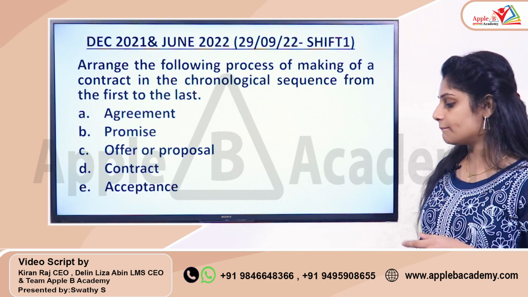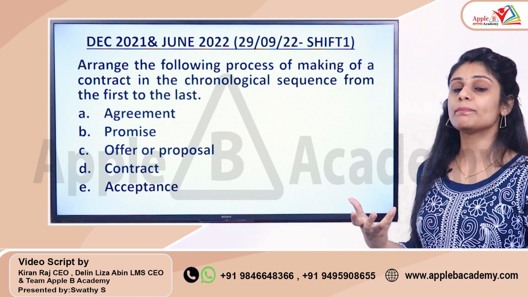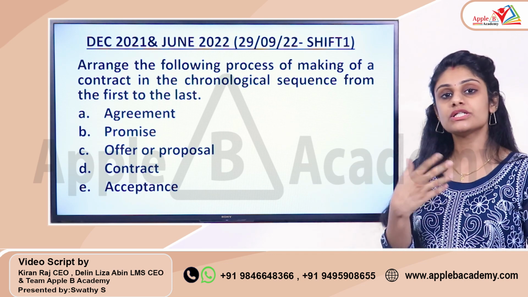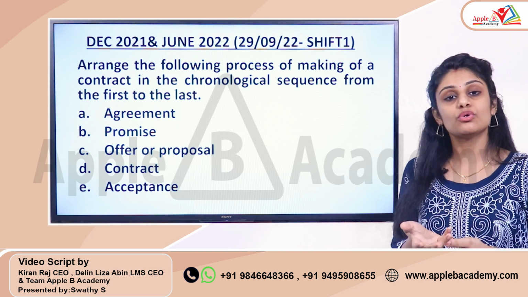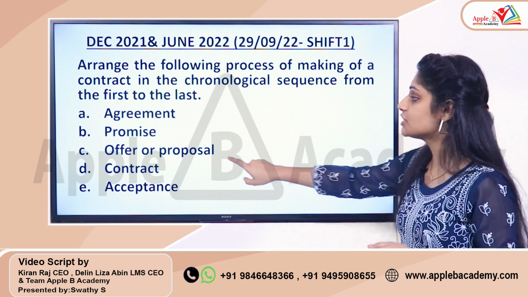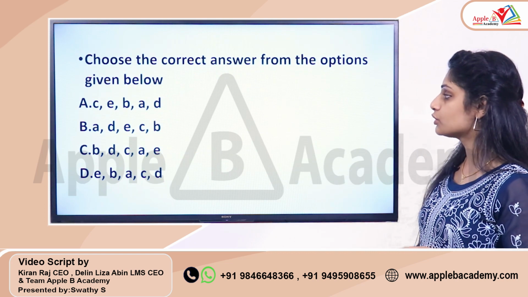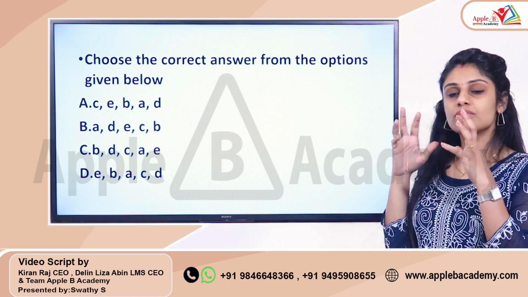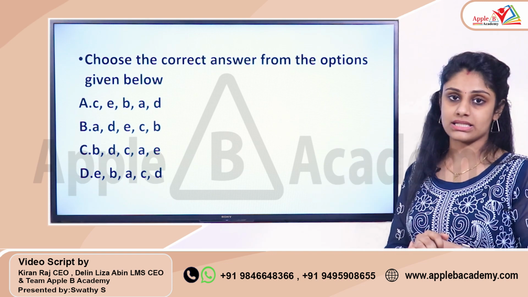Okay, so now we will come back to our question. In this question you can see that you need to arrange how a particular contract is formed from the first to the last step. We know that firstly it should start with offer. When we discussed the previous example, I am offering you a phone. So it should start with an offer and somebody should accept it. So firstly it should start with offer or proposal. So we know that it should start with option C. When you go through the different options, you can see that there is only one option which starts with C. So if you know that offer is the first step, you can arrive at the correct answer, right?